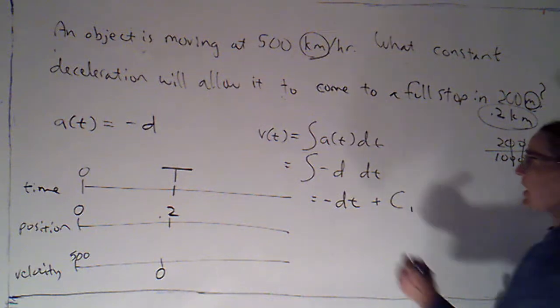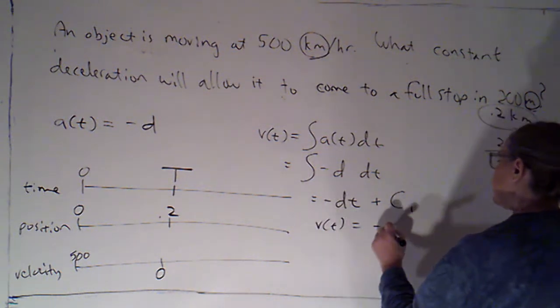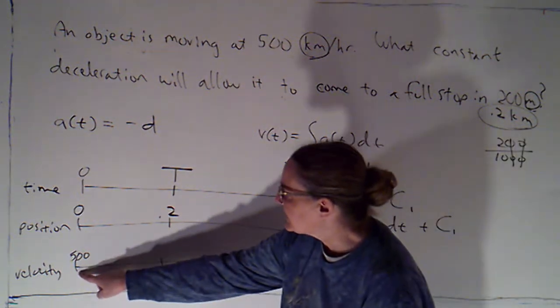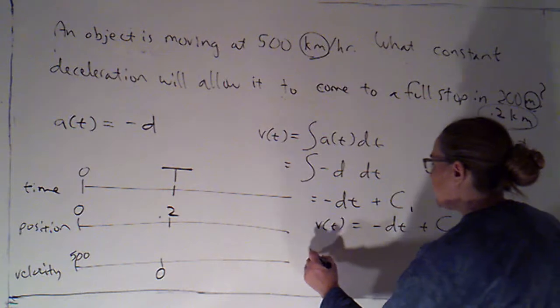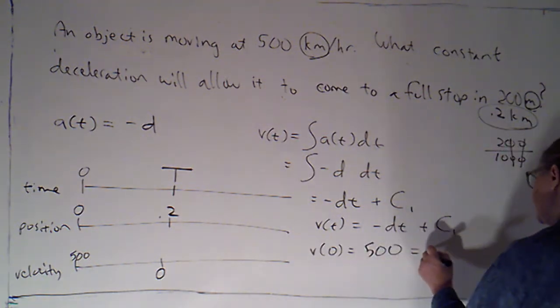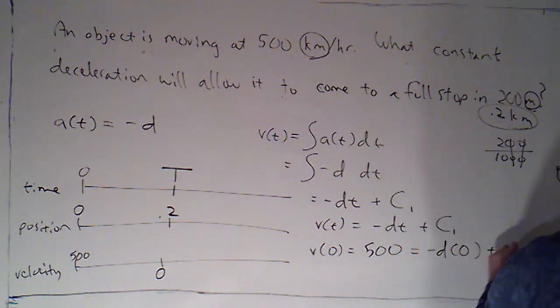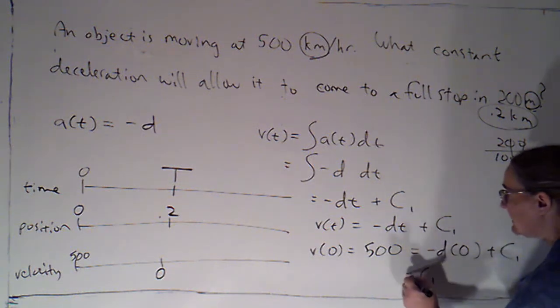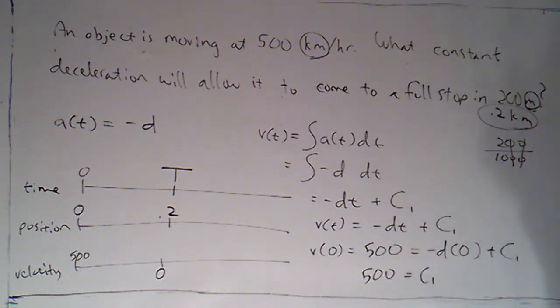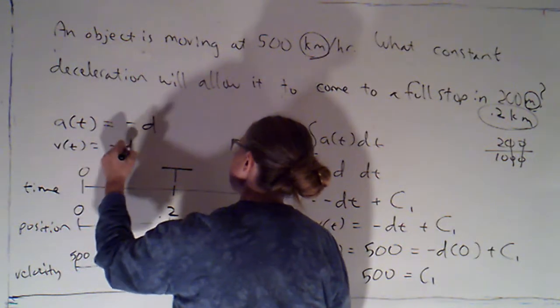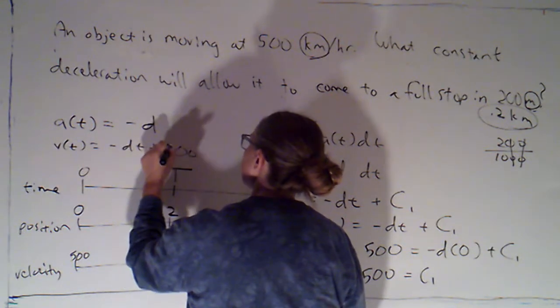Okay. So I've got that my velocity is negative d times t plus c1, but I know what my velocity is at time 0. So my velocity at time 0 is 500, but that's negative d times 0 plus c1. So that allows me to see that c1 is going to be 500. So I'm able to actually fill out my velocity function a little bit better. My velocity function will be negative d times t plus 500.